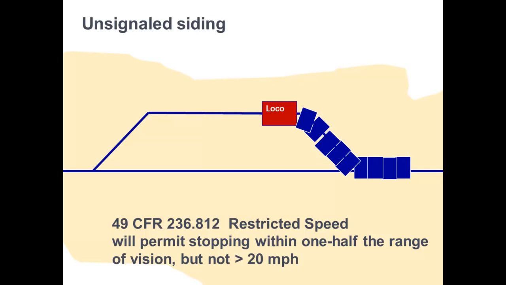Per 49 CFR Part 236.812, restricted speed is a speed that will permit stopping within 1/2 the range of vision, but not exceeding 20 miles an hour. So because of this speed restriction, can it take a long time for a train to exit the main line? Absolutely. Unsignaled sidings can gobble up capacity on the main line, especially if the railroad is curved and the train engineer can't see very far. So unsignaled sidings can really reduce railroad capacity. Absolutely.